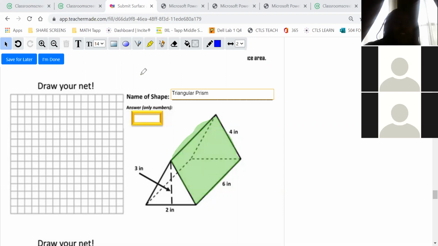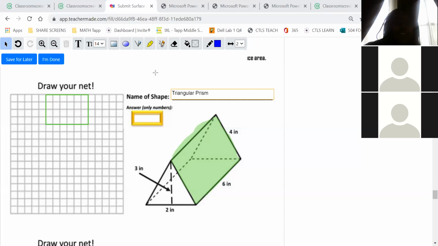Okay, so I see for this quadrilateral that the base is 6 and the height is 4. Okay, so I am going to put that onto my net here. I'm going to draw my net. So I see that I need to do a 6, a 6, and then 4. All right, so that's that side.